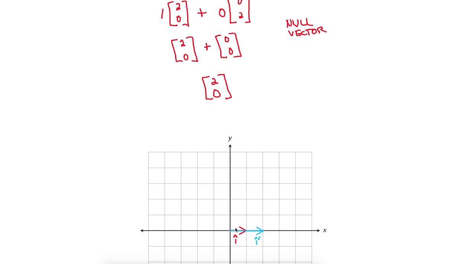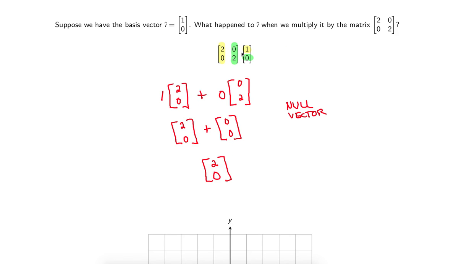So if we notice, what happened was it took our original vector and scaled it by a factor of 2. So it multiplied it by 2. This would be like zooming in, and now the segments of our image, if we had an image we were zooming in on, are twice as long, which is zooming in, I believe, by a factor of 100%. And that's what happens when you multiply i hat by this matrix.